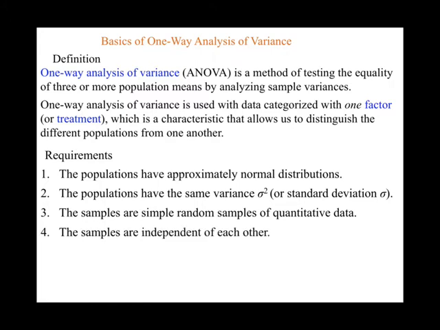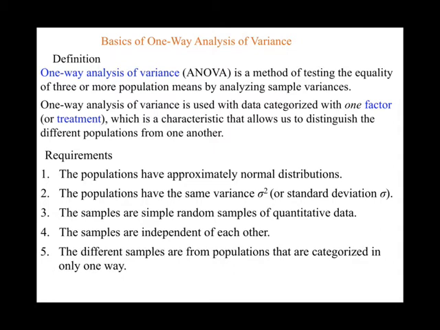Samples are independent of each other. The sample from population 1 is independent of population 2, independent of population 3. They are not related to each other. The different samples are from populations that are characterized in only one way. Again, I will use the example to explain the meaning of one factor or one treatment.